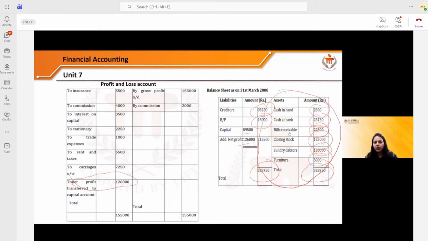Okay, net profit. I will go to the net profit again. The calculation of net profit is this. You make the total of the credit side of the profit and loss account. The credit side total is 1,53,000 plus 2,000, so the total is 1,55,000. From that, you deduct 5,500, 4,000, 3,500, 2,250, 1,000, 5,500, 7,250. Now you will get the net profit of 1,26,000. Then your totals become equal.